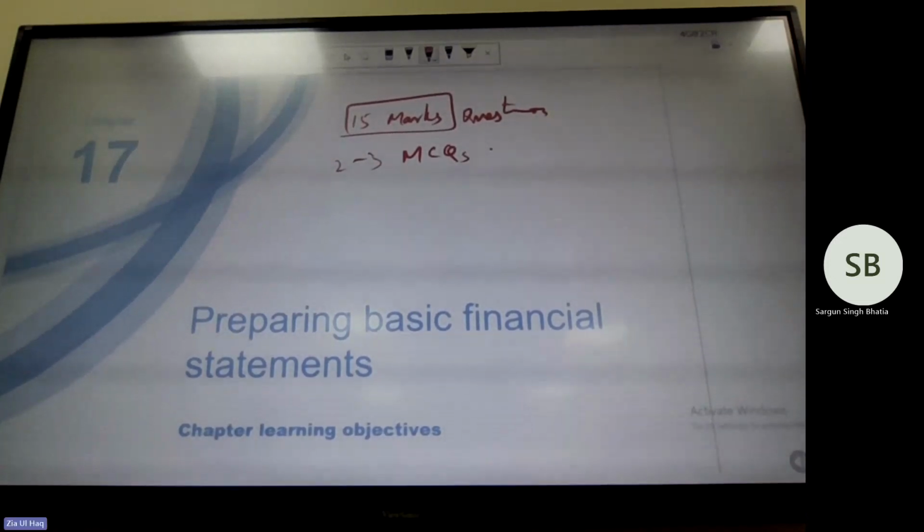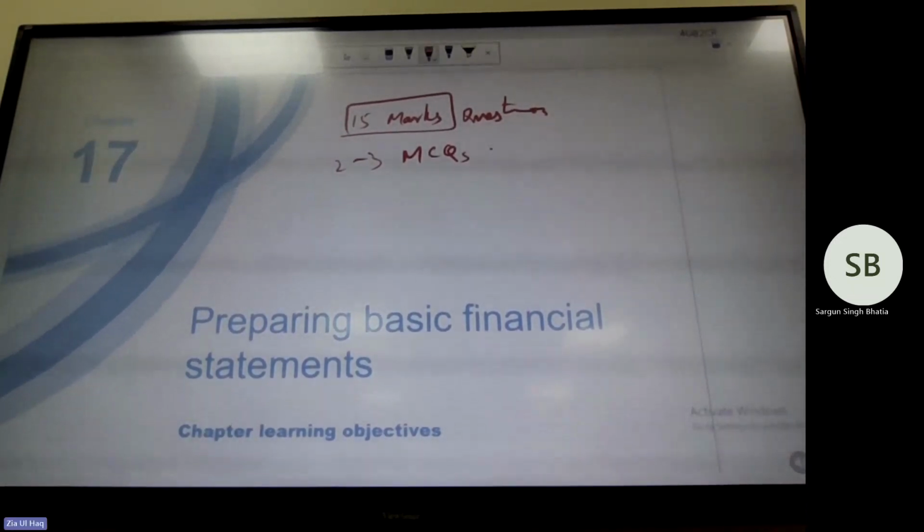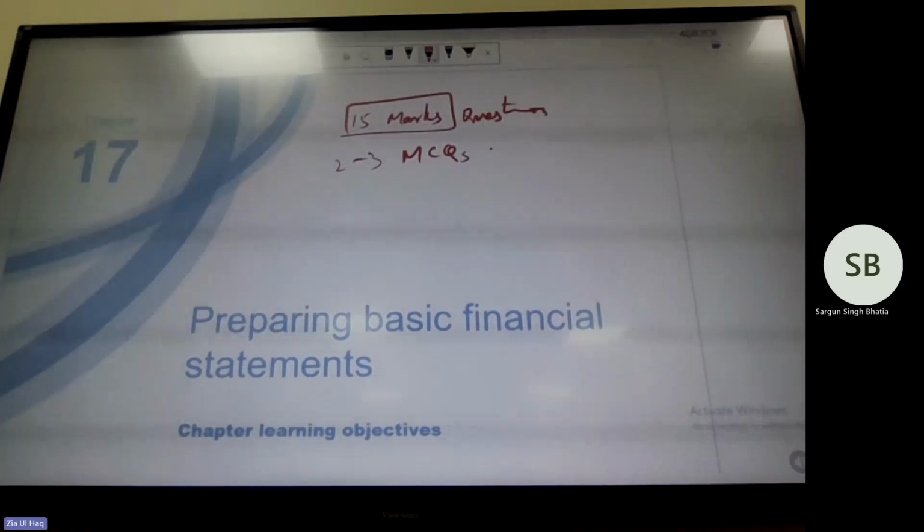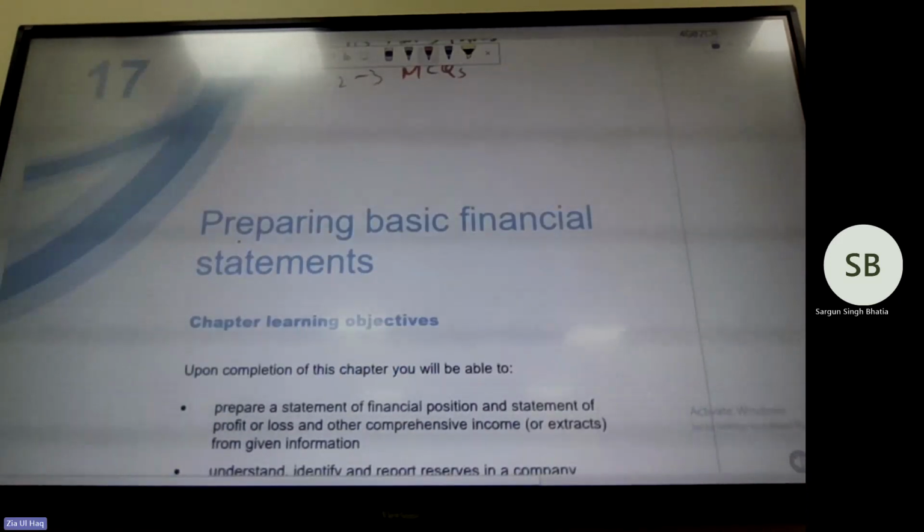Because the question will be a bit longer, in which we need to prepare profit and loss account, we need to prepare statement of financial position, or we might need to prepare statement of changes in equity as well. In this chapter, we will learn how to prepare financial statements, meaning how to prepare profit and loss account, how to prepare statement of financial position, meaning balance sheet, and how to prepare statement of changes in equity, preparing basic financial statements.